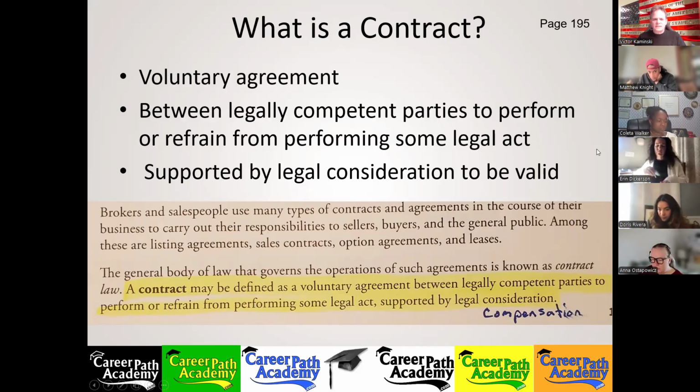A contract can be defined as a voluntary agreement between legally competent parties to perform or refrain from performing some legal act that's supported by legal consideration. That's the compensation, what the parties give or receive from each other in the exchange.